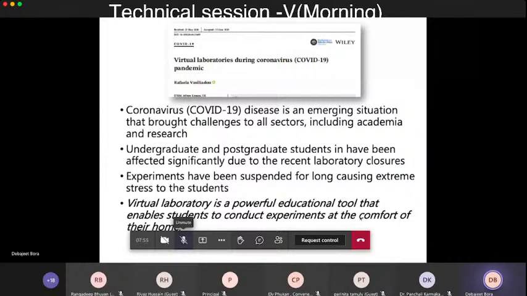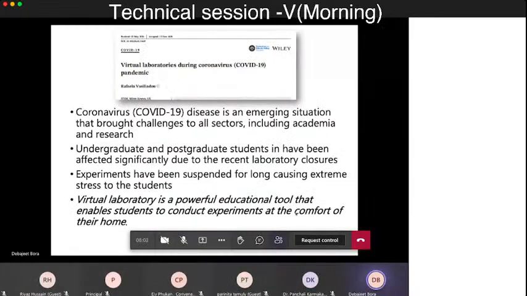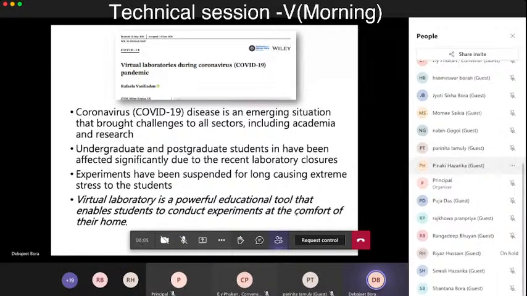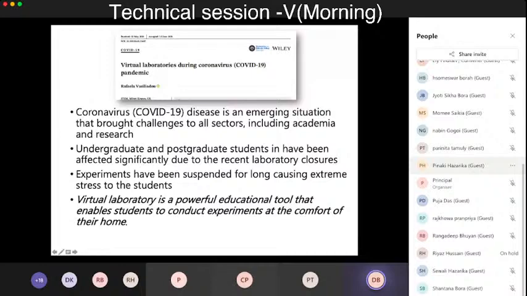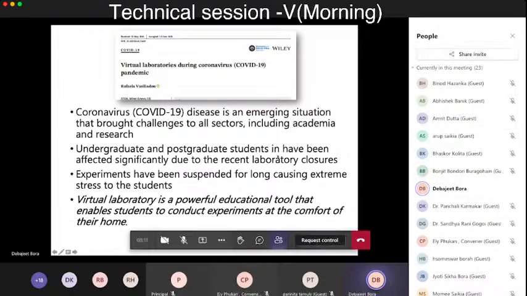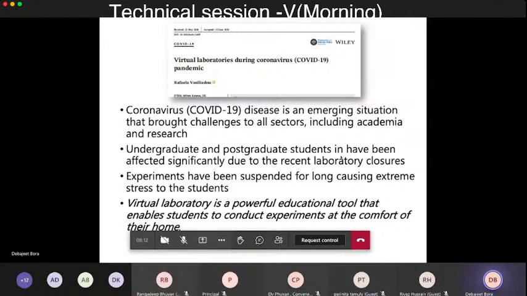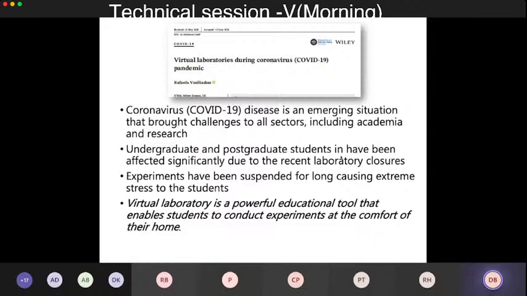But in the education sector, we have a lot of problems with regard to higher education, where we need a lot of experiments to show the theory plus experiment to the student. In this regard, this paper mentions how undergraduate and postgraduate students have been affected due to laboratory closure. Based on that, some virtual experiments, like in our case also, we tried to do in our laboratory.